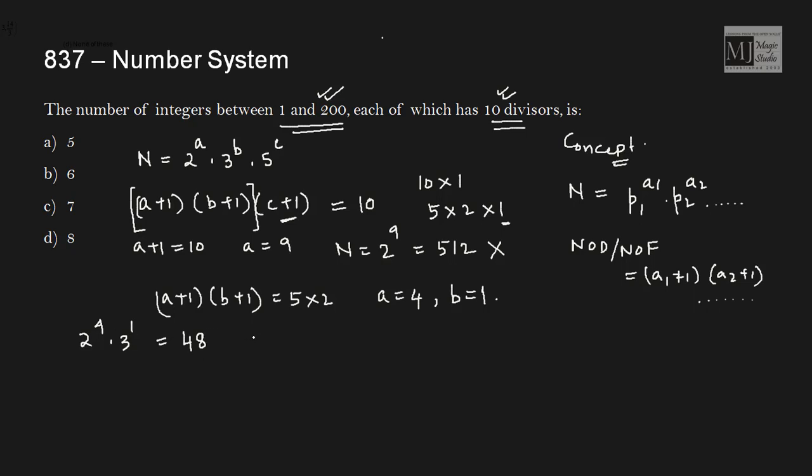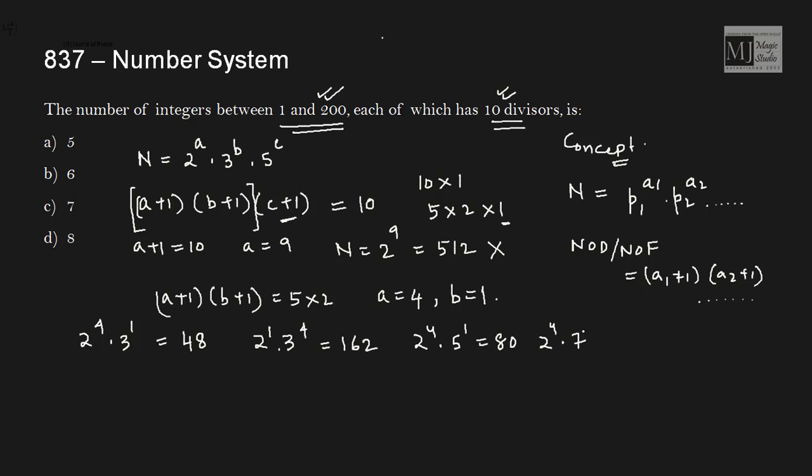Now let's change it. 2 to the power 1 into 3 to the power 4. That will also give me number of divisors 10. So 3 to the power 4 is 81, into 2 is 162. Great. Now let's try this with other prime numbers. 2 to the power 4 into 5 to the power 1. 16 into 5 is 80.